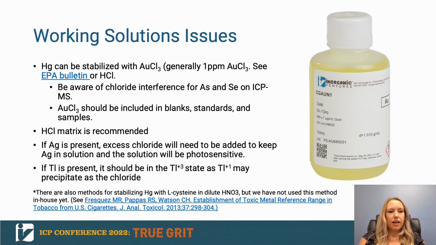But do be aware that that is still going to add chloride to your solution, so you want to make sure that if you're analyzing on ICP mass spec, that you are accounting for any of that interference by either using collision cell or by spiking that 1 ppm gold trichloride into your standards, blanks, and your samples to make sure that those are properly matrix matched.